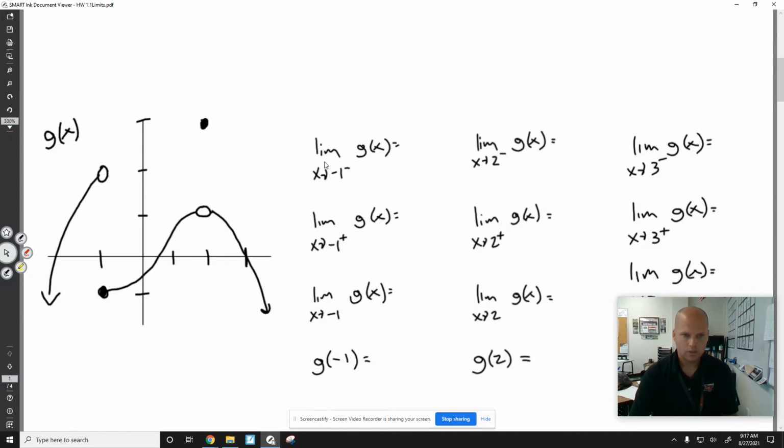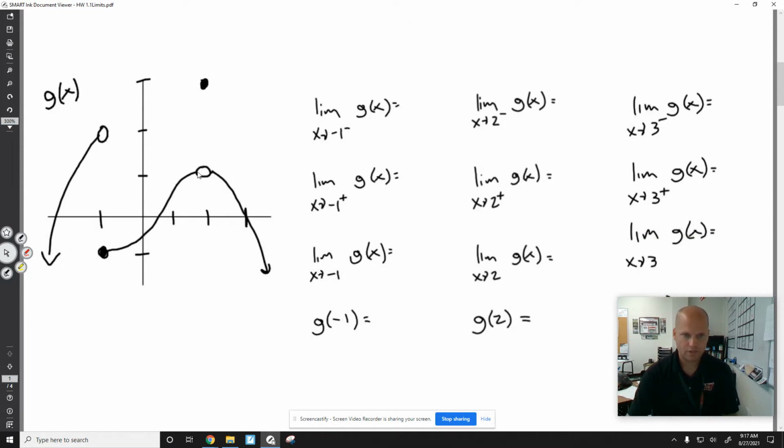Let's do another one. This location is the location that everybody messes up on. So we'll make sure we spend plenty of time on that.